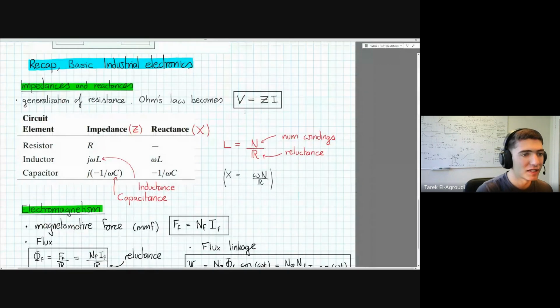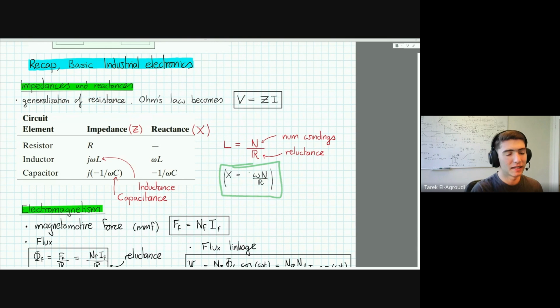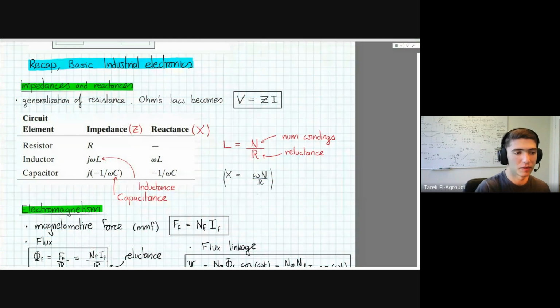If we start off, we can look at the expression for reactance, and you can see that it depends on the number of windings and also on the reluctance. The reluctance is the resistance to magnetic flow or flux. And so if the configuration of coils changes, then so does the reactance. That lets us start with this analysis.